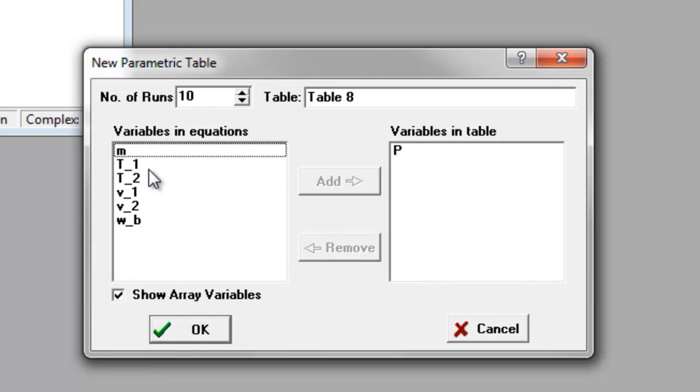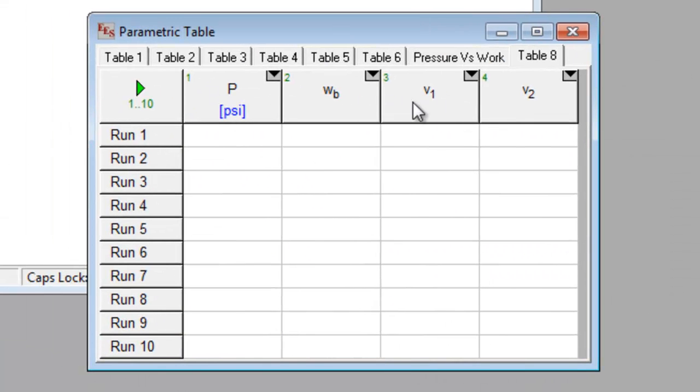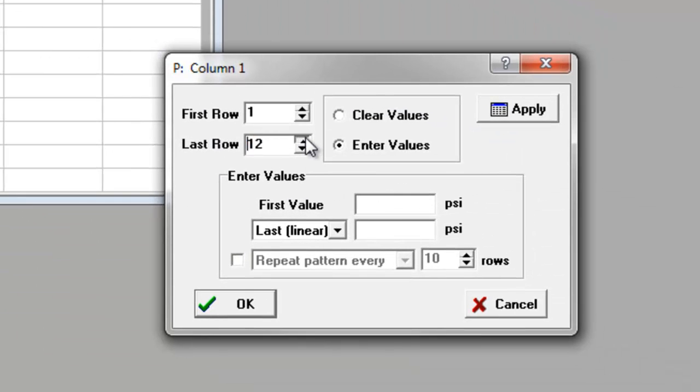So we're going to add pressure, we're going to add boundary work, V1, and also V2. Click OK. You can see that it added the other two here. And let's go ahead and do something a little bit different with the pressure. We're still going to be using 20 rows, so increase that to 20. But instead of doing a linear fit in between 70 and 100, we're actually going to increment the values by 2 from the number 70. So this doesn't have a top limit, it's just increasing 2 from row 1 to 20 for every time after the value 70.